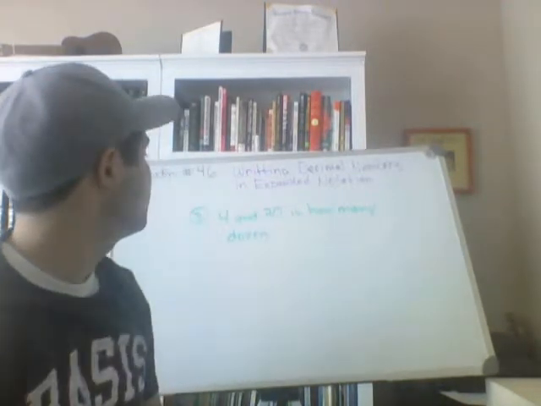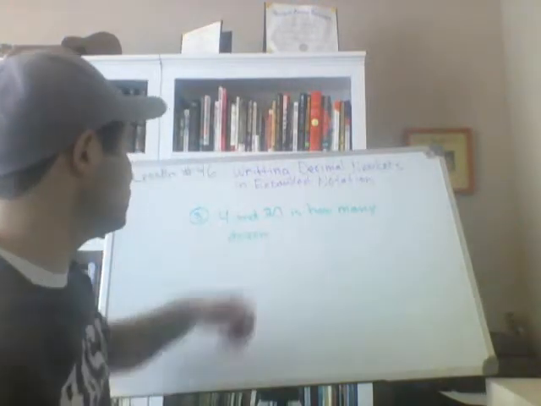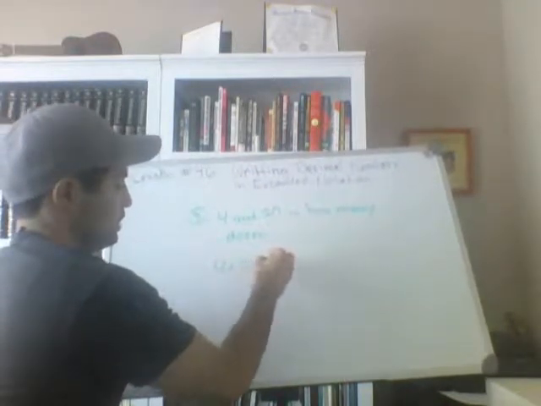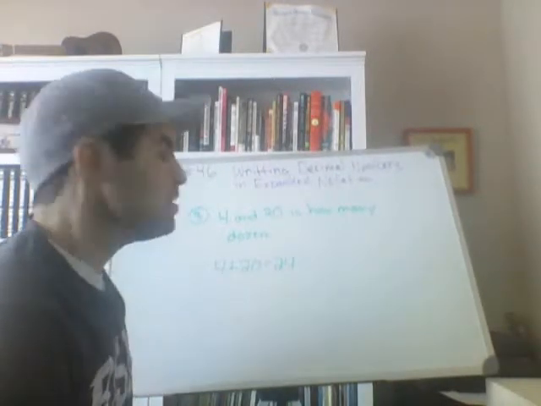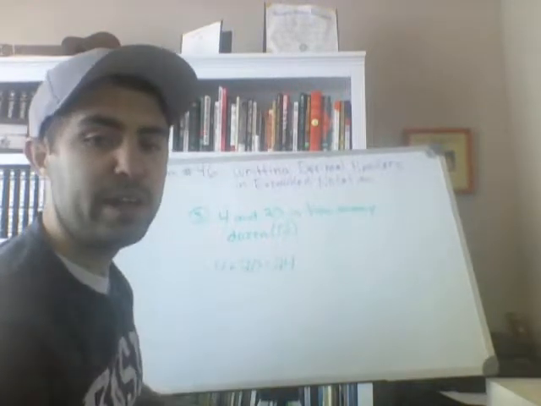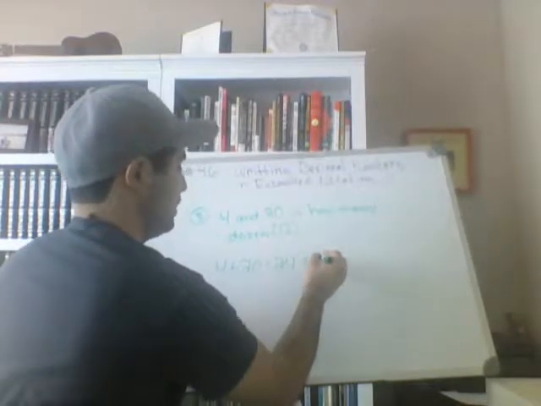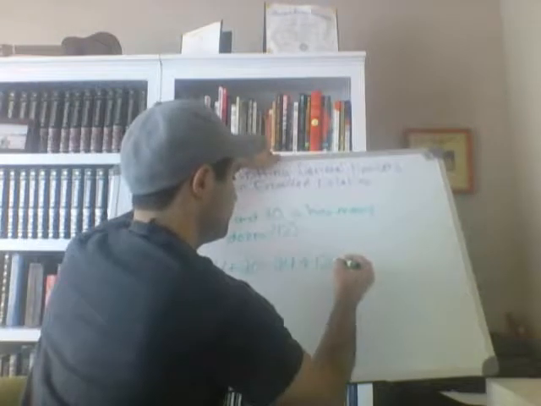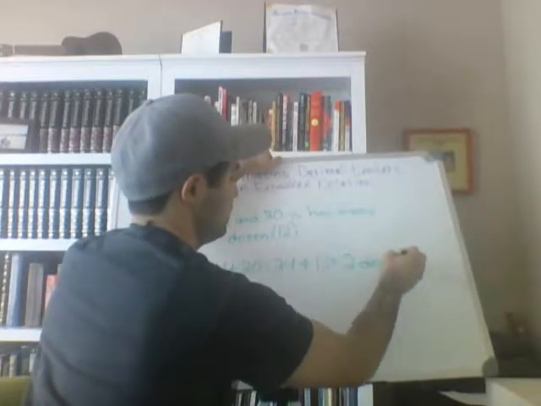4 and 20 is how many dozen? This is number 3 on your homework. All right, so 4 and 20, that would be 4 plus 20 equals 24. And how many dozens are 24? Well, a dozen, you know, is 12. A dozen eggs is 12 eggs. So you're going to take 24 divided by 12 to figure out how many dozens are in 24. 24 divided by 12 is 2. So your answer is 2 dozen.